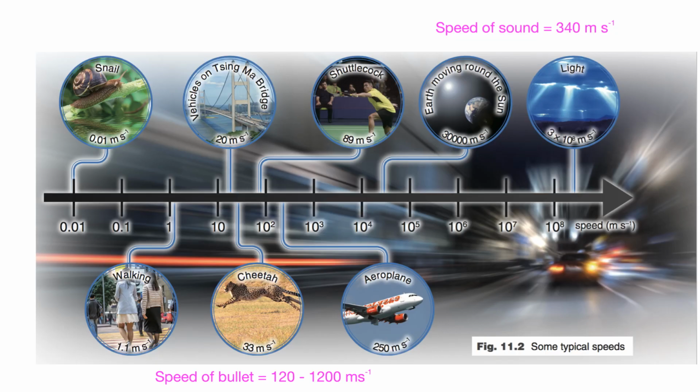So just have a general concept about the speed of different objects. We always know that the slowest living things, the slowest animals, would be the snail. You can find that each second it can only move about 0.01 meter. And then there is our general walking speed, and the fastest living thing, which is the cheetah. Each second it can move about 33 meters. But you have to notice the speed of a bullet, which is 120 meters to 1,200 meters per second. So you can see that even though the cheetah is so fast, it can't dodge a bullet easily.